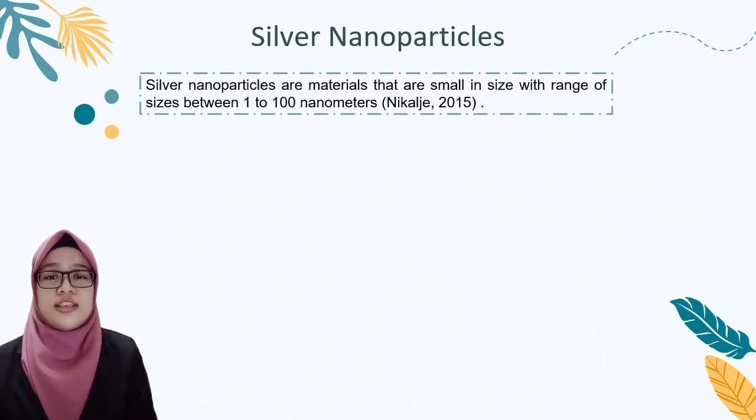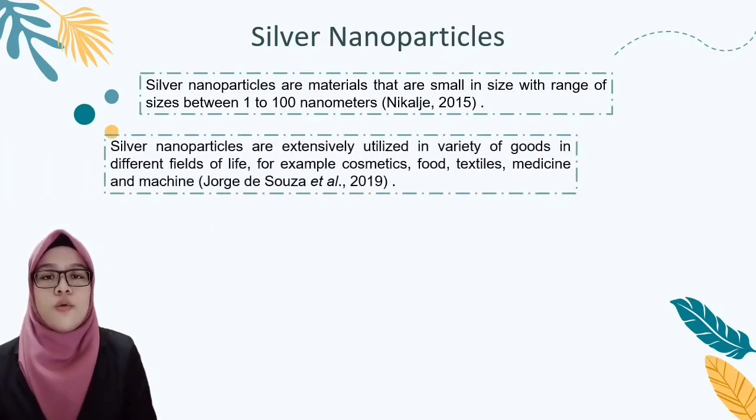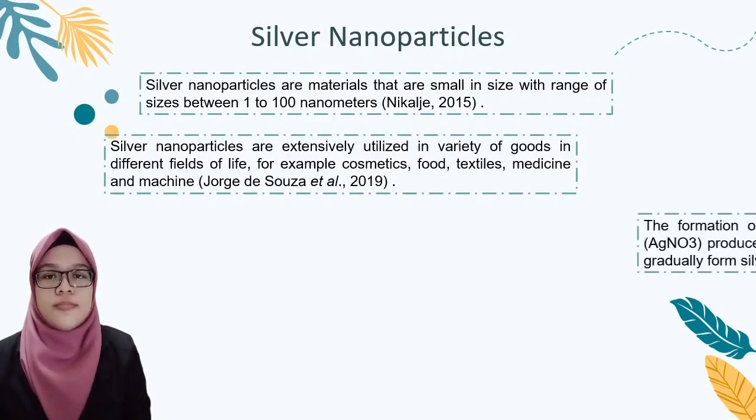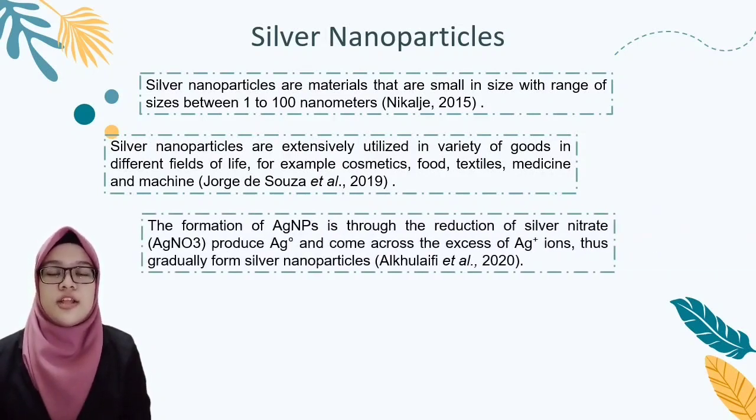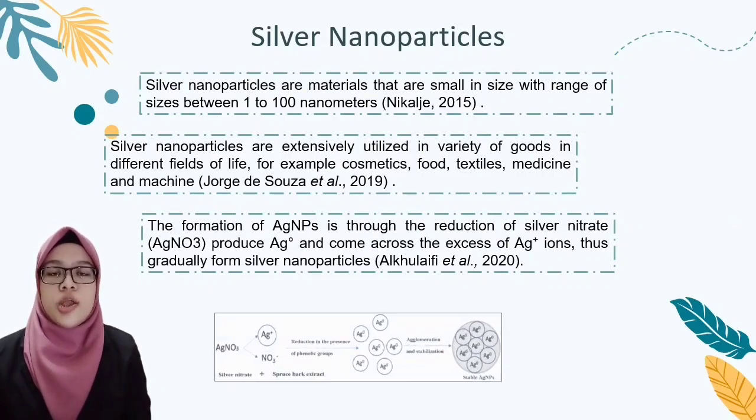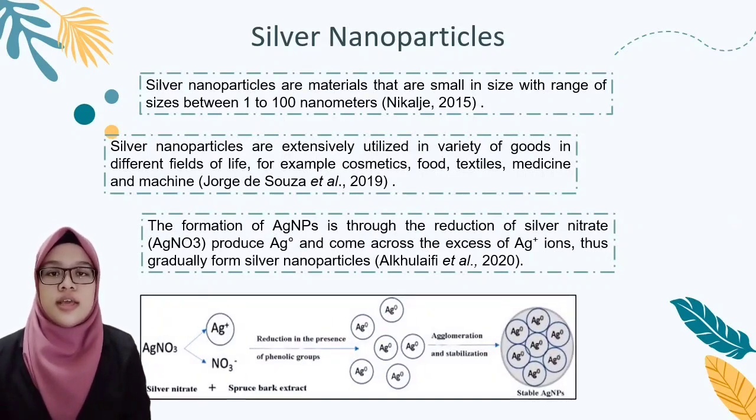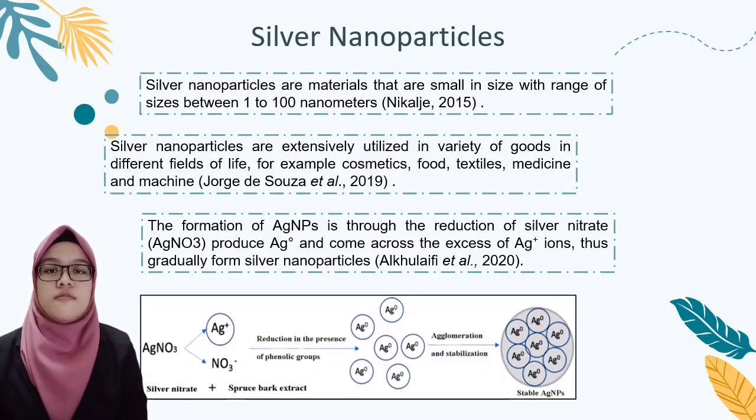Silver nanoparticles are the materials that is small in size within the range of 1 nanometer to 100 nanometers. The formation of silver nanoparticles is through the reduction of silver nitrate produces metallic silver, and as this metallic silver gains electron and come across the excess of silver ion and gradually form the silver nanoparticles.